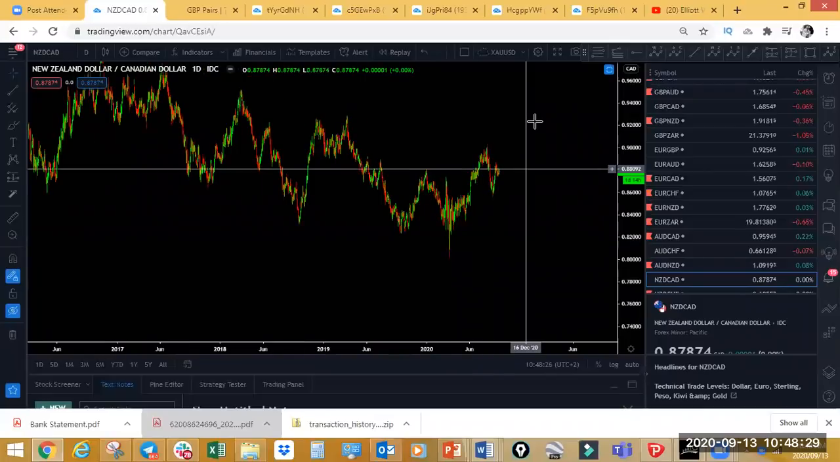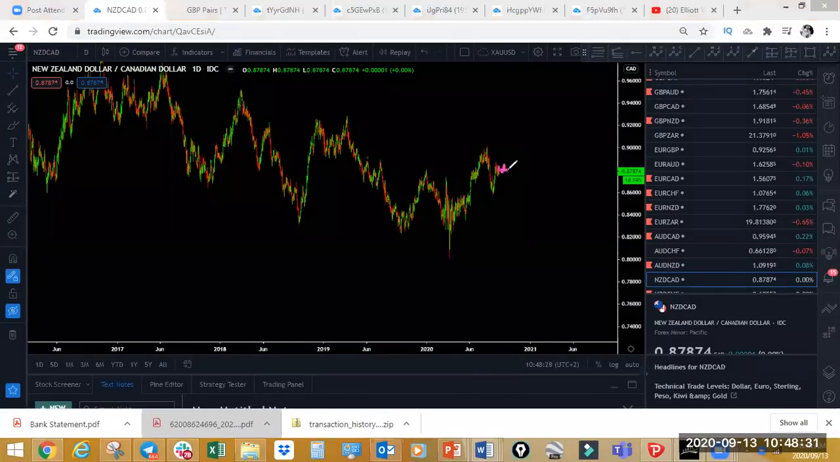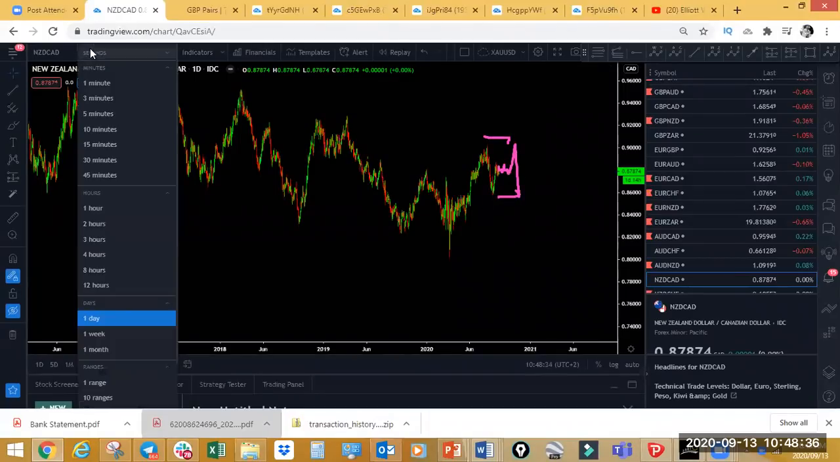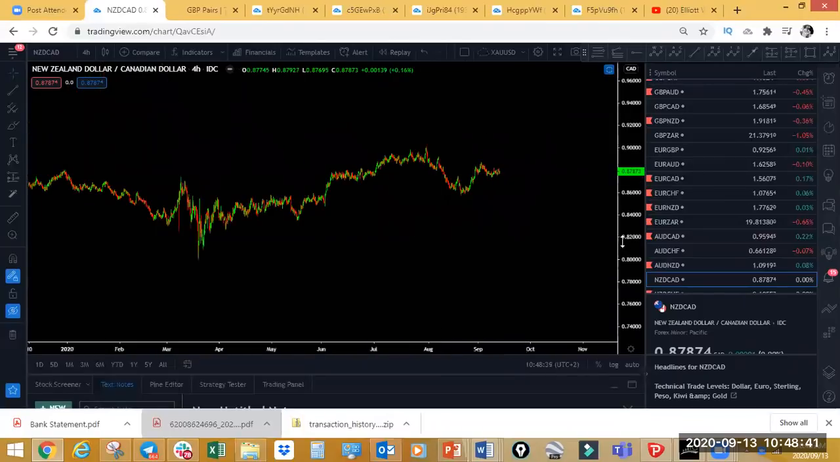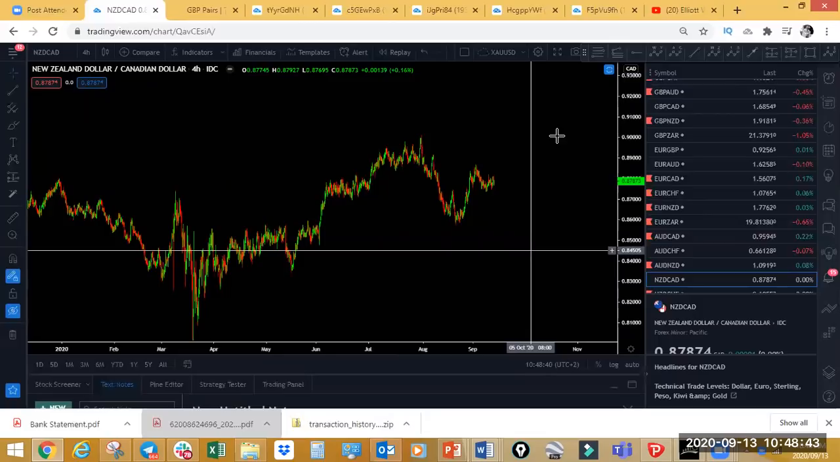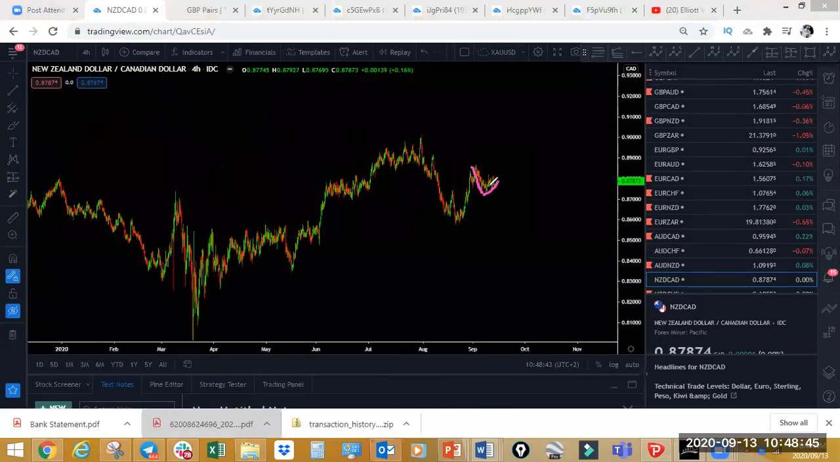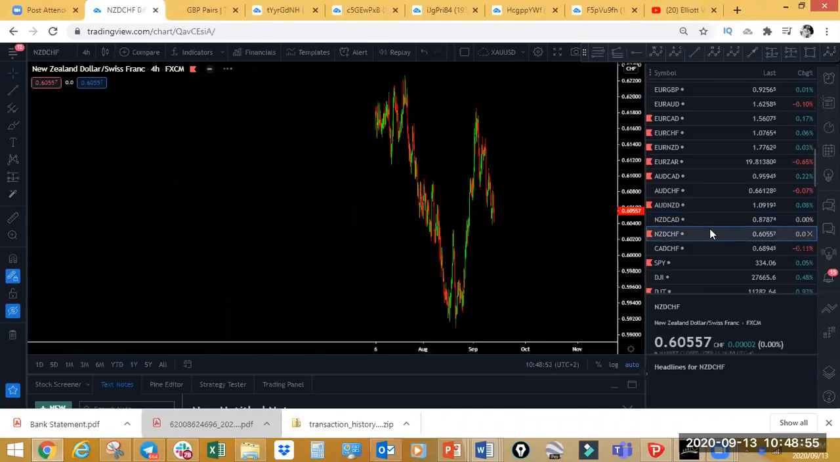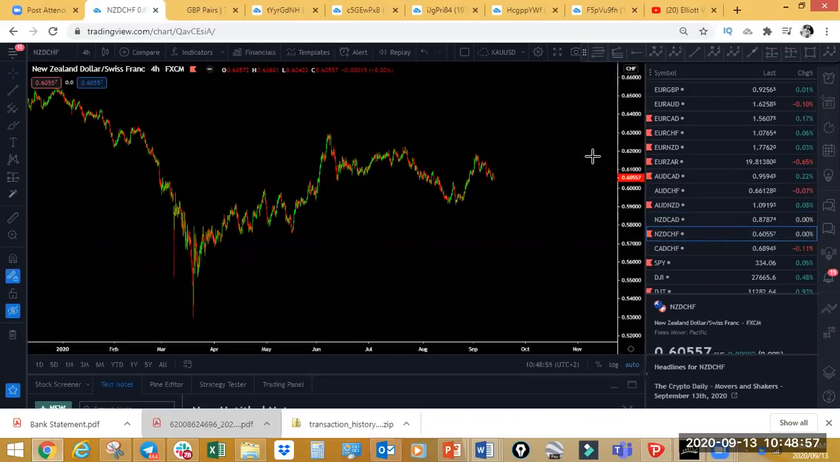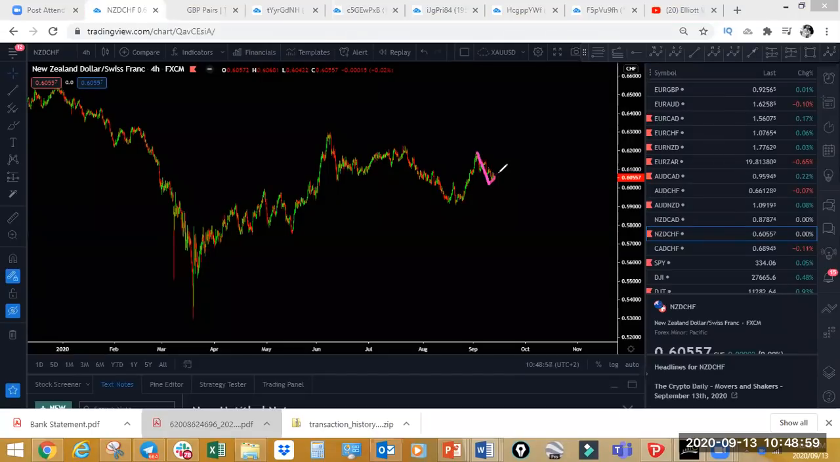New Zealand CAD, short-term move to the upside, but essentially just going sideways here. It's not really going anywhere. That's the daily. Let's look at the 4-hour. So on the 4-hour, we've got a move here. Look for a short-term move to the downside here, and then upside again. That is New Zealand CAD, New Zealand CHF. New Zealand CHF should continue lower. If you see a pullback here, we'll see this one coming down here.